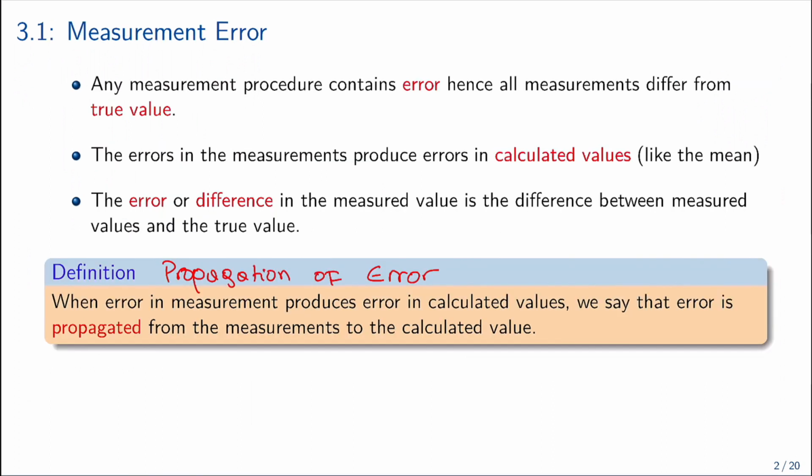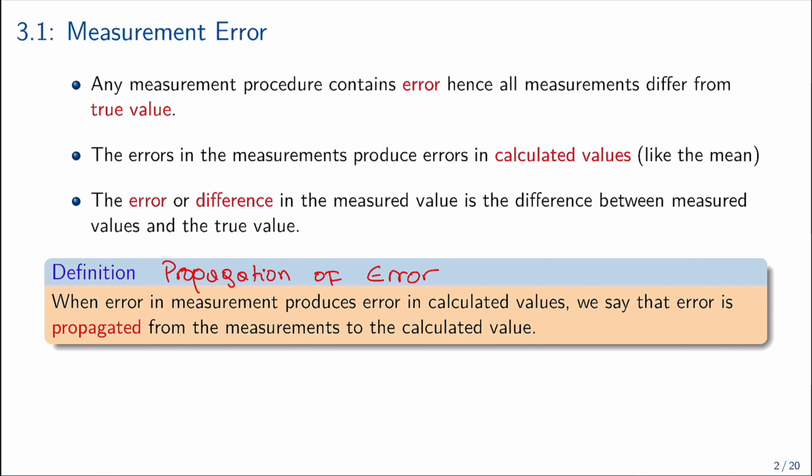Measurement error. Any measurement procedure contains error, hence all measurements differ from the true value. Errors in the measurement produce error in calculated values, like for example the mean. The error or difference in the measured value is the difference between the measured values and the true value.